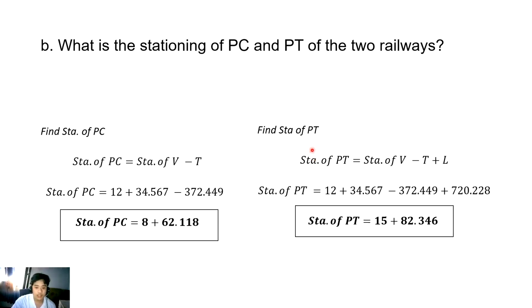So, para sa PT naman, same din. Station of vertex minus T plus L. Same din siya dun sa unang mga problem. So, substitute lang natin. 12 plus 34.567 minus 372.449. Then, length of arc, i-substitute lang din natin. So, plus 720.228. And we'll get station of PT na 15 plus 82.346.